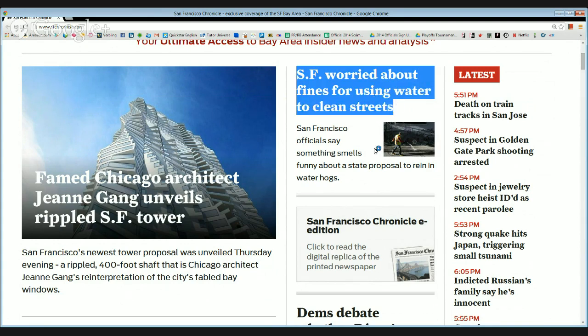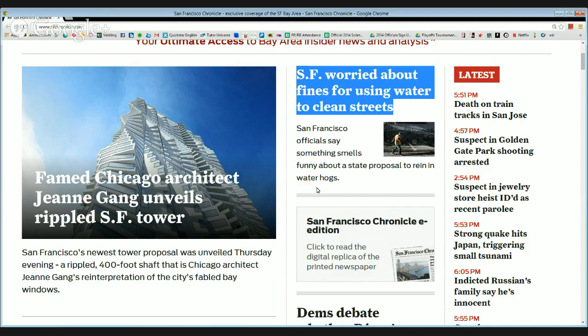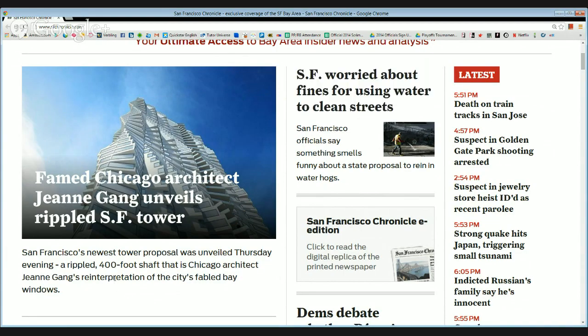What about this one? SF is San Francisco. San Francisco worried about fines for using water to clean streets. What's the question, teacher? The question is the same. How can we fix this one to make it a complete sentence? Because the San Francisco's new tower proposal was unveiled Thursday evening. A rippled 400-foot shaft that is Chicago architect Jenny Gang's reinterpretation.